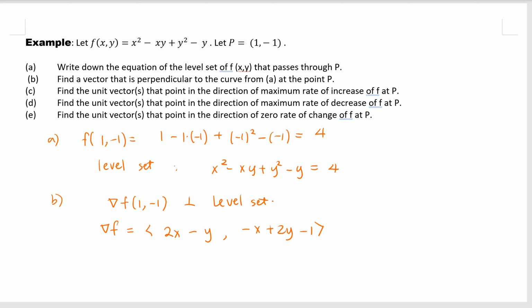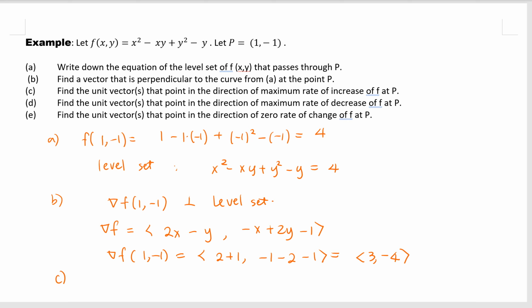And then when we plug in 1 and -1, we have 2 minus -1, so 2 plus 1, minus 1 plus 2 times -1, so minus 2, minus 1. So this is 3 minus 4. Okay, so this is the vector. This is a vector that is perpendicular to the curve at the point P.